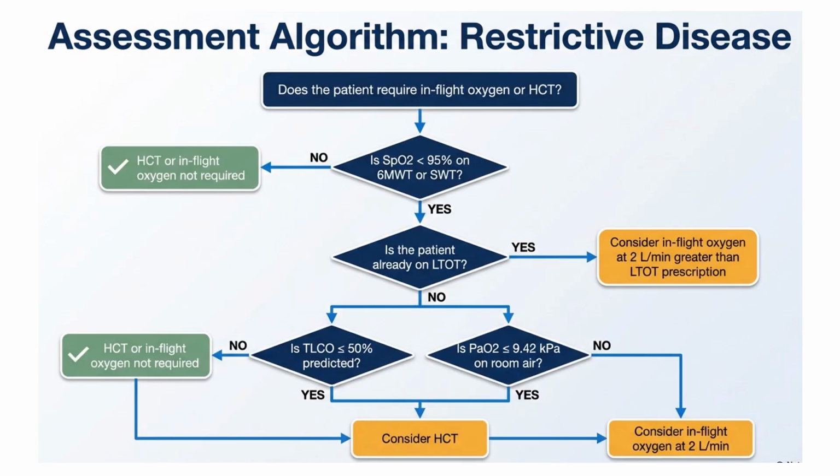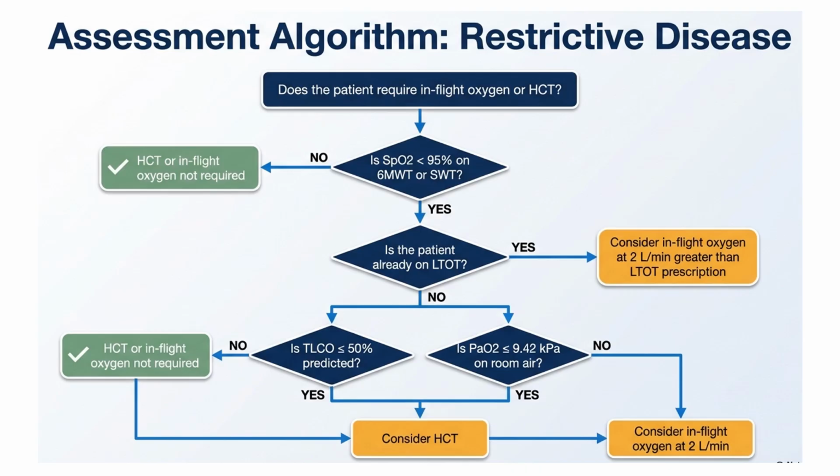Likewise for restrictive lung disease patients, like ILD patients. These patients need pre-flight oxygen assessment or HCT. So how can we decide? We check whether saturation is less than 95 on a 6-minute walk test or shuttle walk test. If saturation does not drop to less than 95, this type of patient needs no HCT and no oxygen.